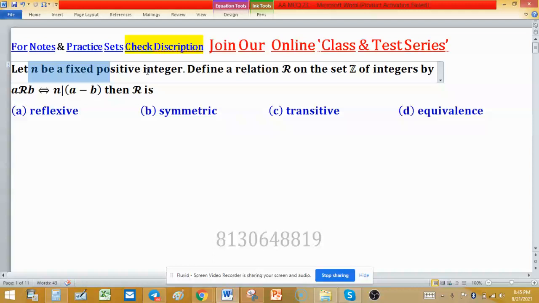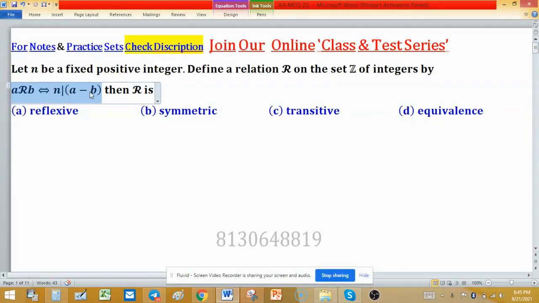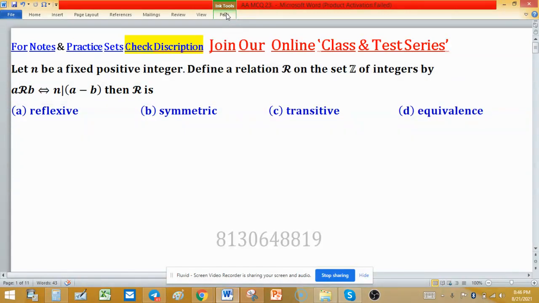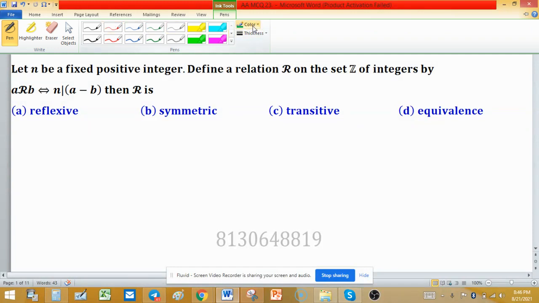Let n be a fixed positive integer, define a relation R on the set Z of integers by A is related to B if and only if n divides the difference A minus B. Then R is reflexive, symmetric, transitive, and the fourth option is equivalence relation. So we have to check all options one by one.